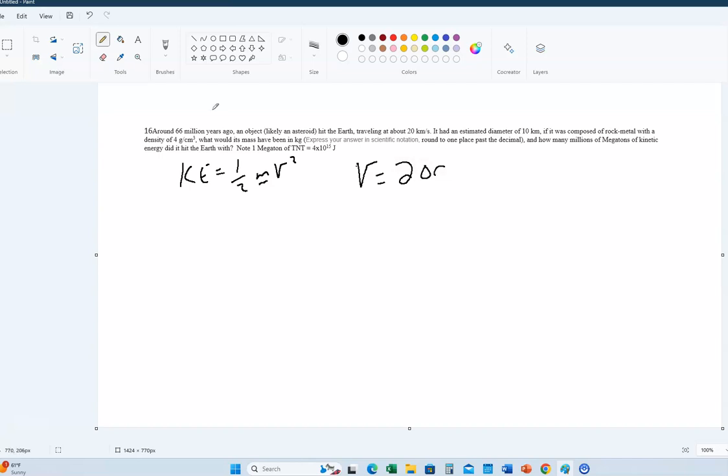It's going to be 20,000 meters per second. Remember, we're going to square that. So that's good to go. That's going to go right here.